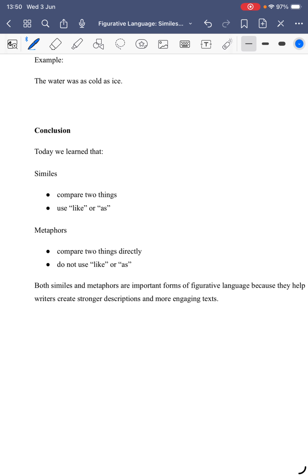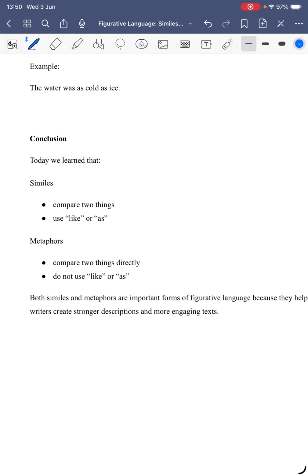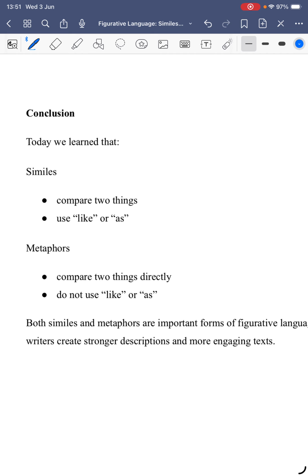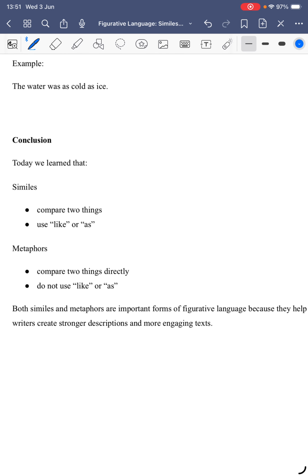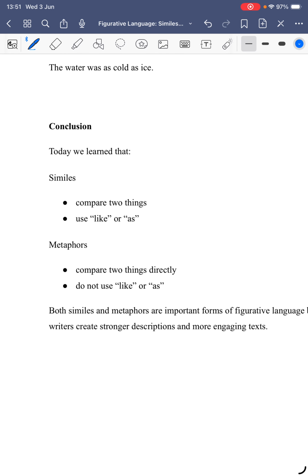Okay, that reaches the end. Today we have learned similes, trying to compare two things, and there will be comparing words, and metaphors, same comparing two things, but there won't be any comparing words. Both similes and metaphors are important forms of figurative language because they help writers create stronger descriptions and more engaging texts.